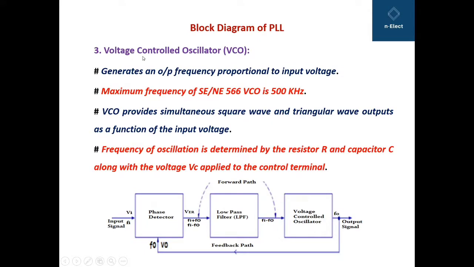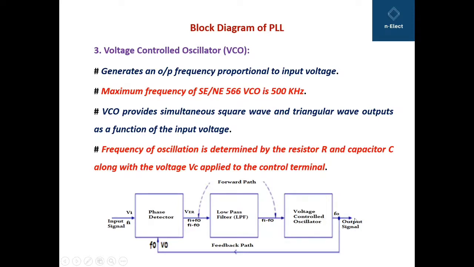The last block is voltage control oscillator. It generates output frequency proportional to the input voltage which is being applied here. Maximum frequency of SE/NE566, this is the series of IC PLL, and maximum frequency of this VCO is 500 kHz. VCO output provides simultaneous square wave and triangular wave outputs as a function of input voltage.